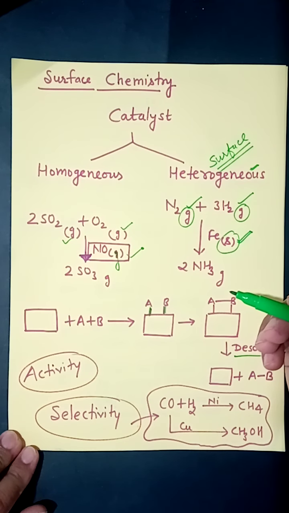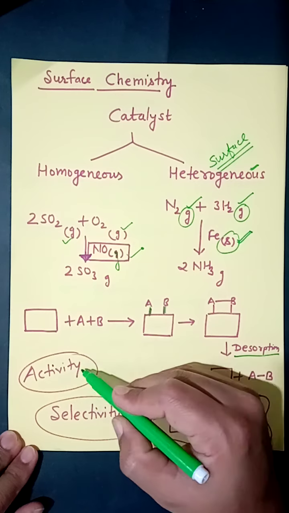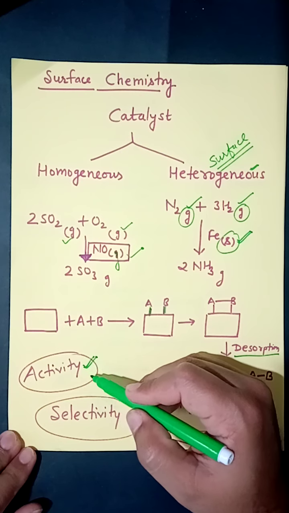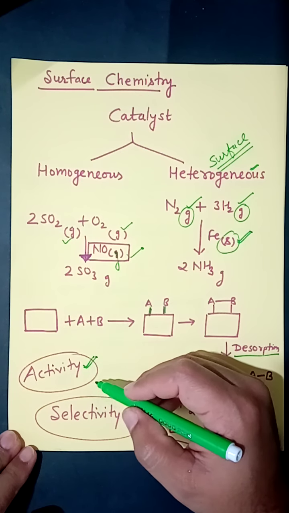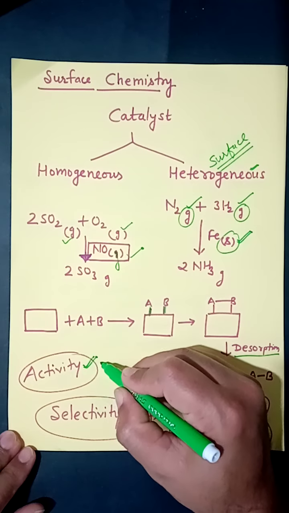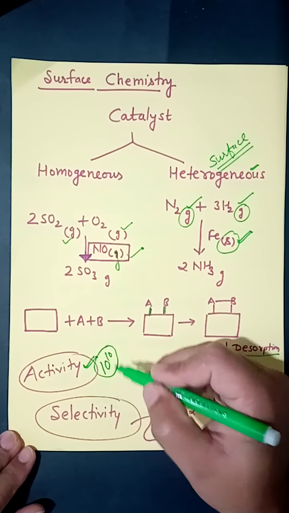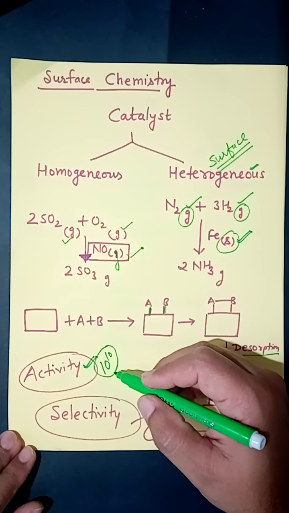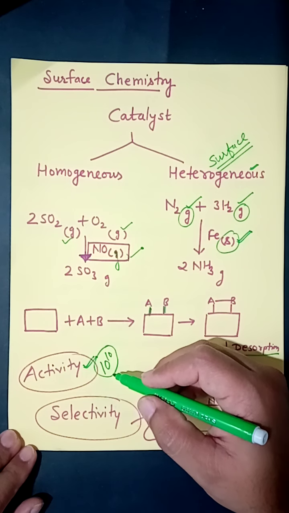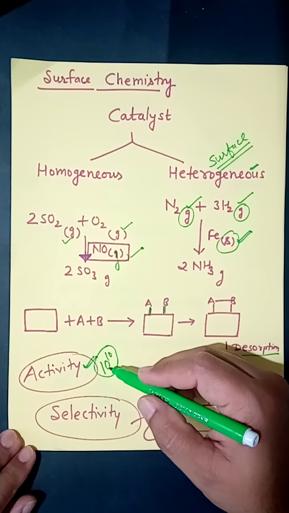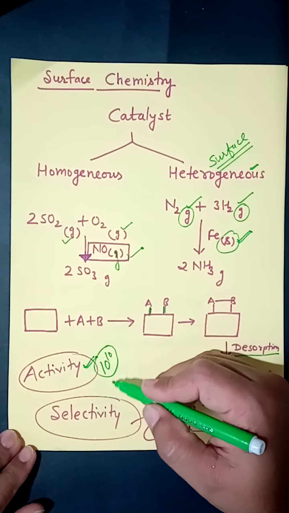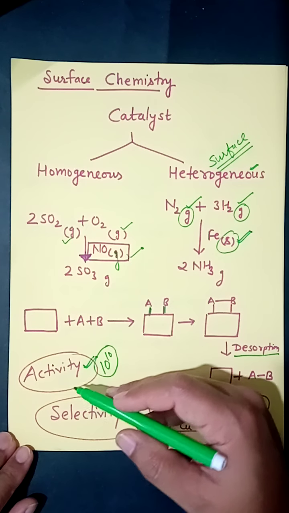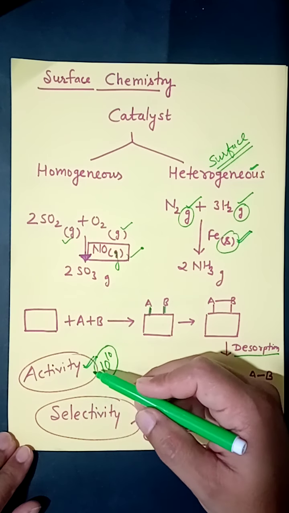Now, some properties of catalyst you need to prepare here. The first property of catalyst is activity. Activity means it is the ability of a catalyst to increase rate of reaction. You have to remember that a catalyst can increase the rate of reaction up to 10 raised to power 10 times. It depends on a number of other factors, like it depends on nature of reaction, it depends on certain other conditions of reaction. But in general, you can say a catalyst can increase the rate of reaction up to 10 raised to power 10 times. So activity means it is the ability of catalyst to increase rate of reaction.